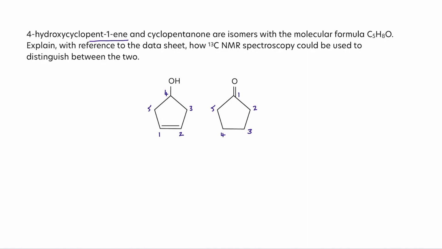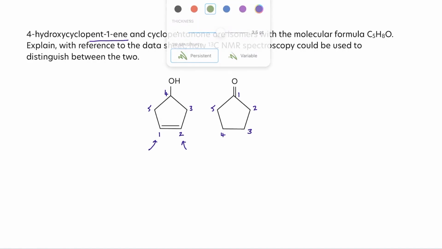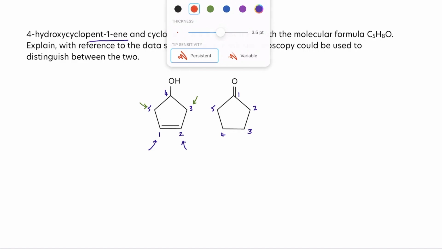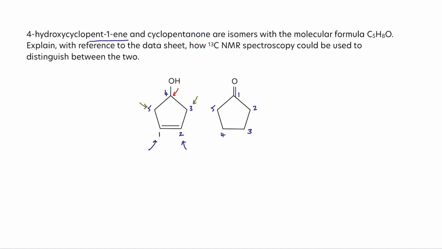So how many different carbon environments have I got in each of my molecules? Well, I can see that my molecules are symmetrical, but we do have the substitution if we kind of think in terms of the substituted benzenes that we've been looking at. So I could see that in our first molecule, carbons 1 and 2 are equivalent. Carbons 3 and 5 are equivalent because they're either side of the hydroxyl group. And carbon number 4 there is unique. So I'm looking at 3 peaks because we've got 3 unique carbon environments.